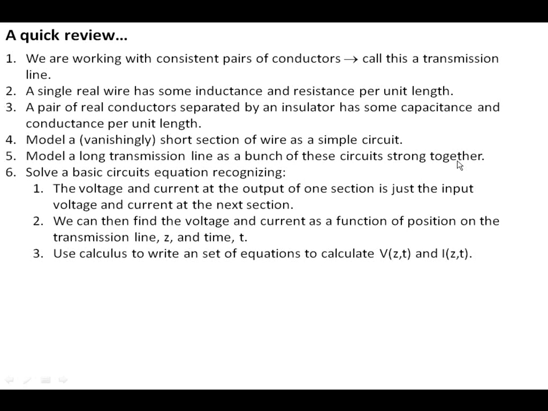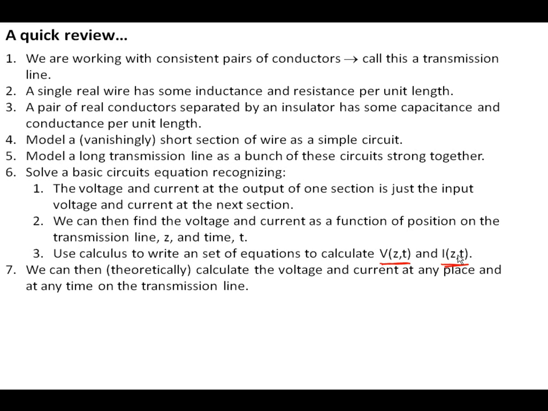And then we solve these equations and come up with some calculus to find the voltage as a function of position and time and the current as a function of position and time along the line. So theoretically, if we can solve these differential equations, we can calculate the voltage and current at any point in space and at any time on the transmission line, and thus we can figure out whether it is going to act like a circuit element, what's going to happen here, and how we deal with these types of transmission lines as electrical elements. What this means.